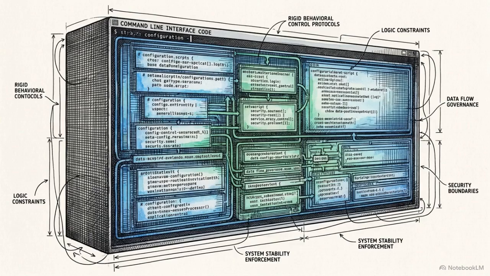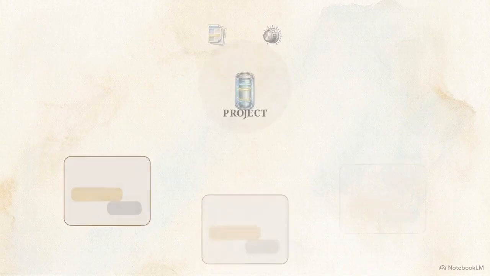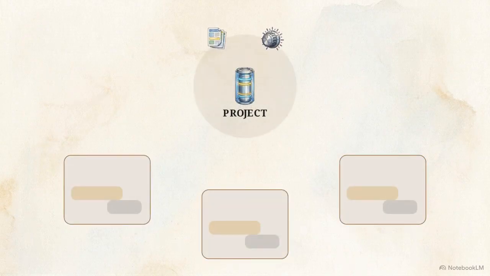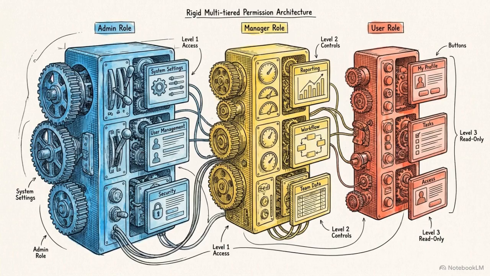Beyond storing data, projects require behavioral control via project instructions. These instructions function as persistent programmatic rules. If you define a formatting template or a specific level of expertise, those constraints apply to every interaction within that workspace. Managing these environments across an enterprise relies on a rigid three-tier permission architecture.